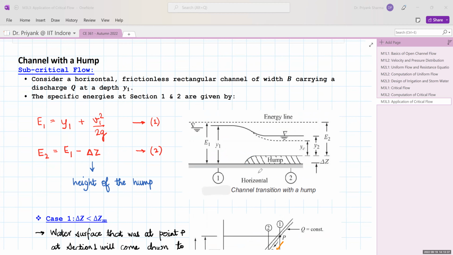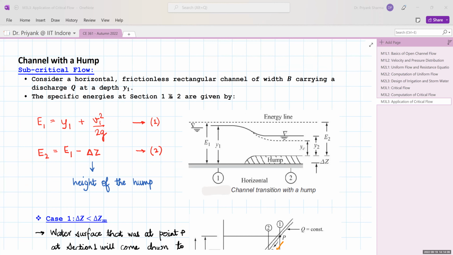So we are considering a horizontal, frictionless and rectangular channel of width b and carrying discharge q, having an upstream depth of y1. So the specific energy at section 1, that is E1, is equal to y1 plus v square by 2g, and at section 2, the total energy remains constant, so the hump height will be subtracted. So E2 is E1 minus delta z, that is the height of the hump. So there can be three cases where we will deliberate this discussion.